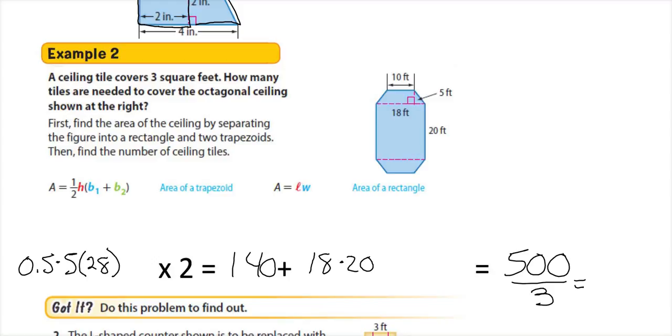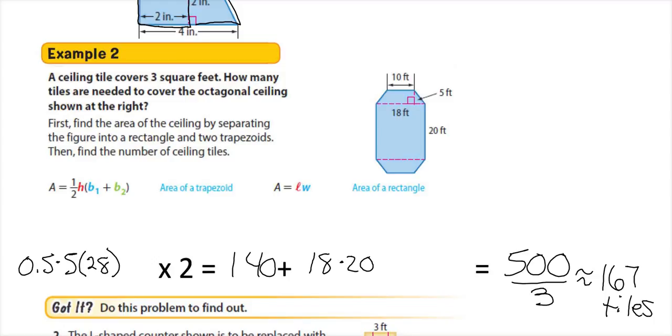So let's see, how many tiles are needed? Well, we can't have 2/3 of a tile, so we're going to need definitely 167 then. So let me back up here. I'm going to put approximately, sorry. So approximately 167 tiles. There we go. Because we've got to have more than enough. Okay.